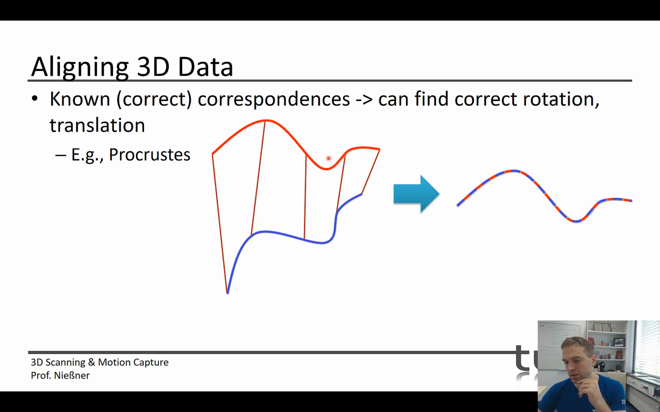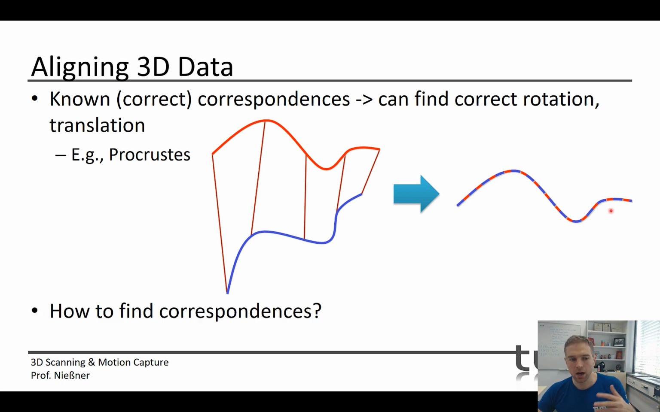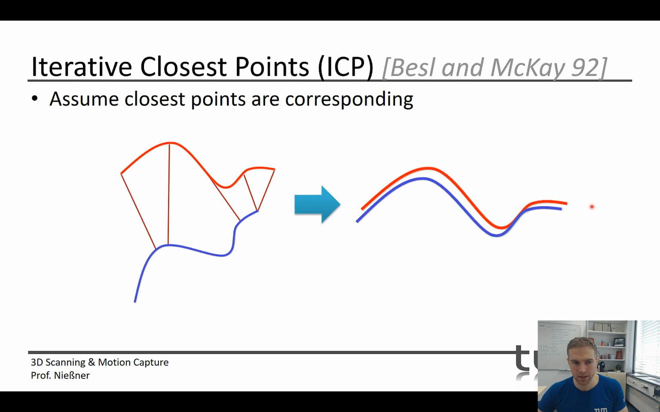And then you can align them accordingly, right? But the big question is basically, how do you find these correspondences? And this is where the ICP method comes in. So I explained already briefly this high-level concept. The idea is we're just cheating a little bit on the correspondence finding. We're saying, well, we don't know the exact correspondence, but we just assume that the closest point in the respective other point cloud, that's the correspondence.